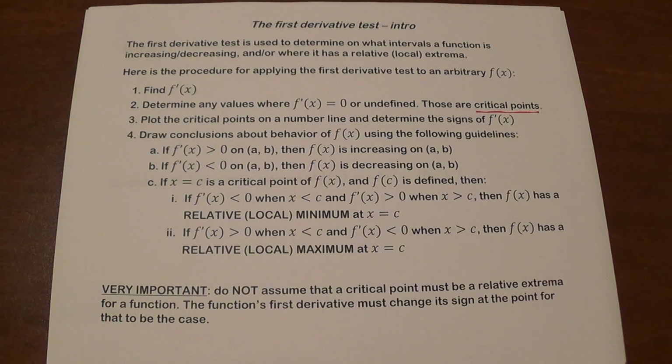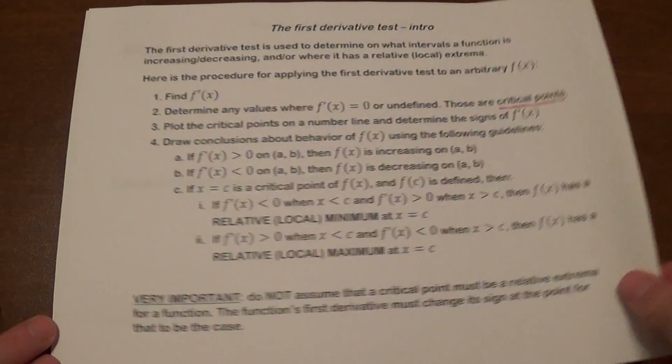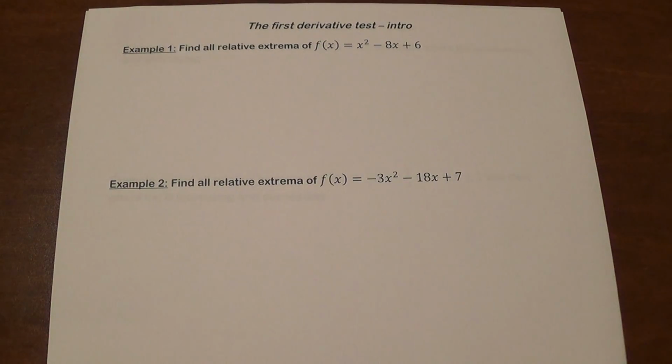Also, please do not assume that a critical point must be a relative extrema. There must be a sign change of the first derivative for that to happen. Alright, let's begin with simple examples.